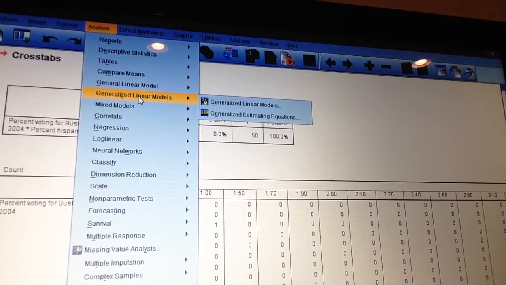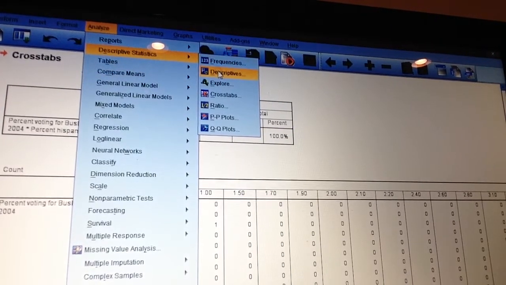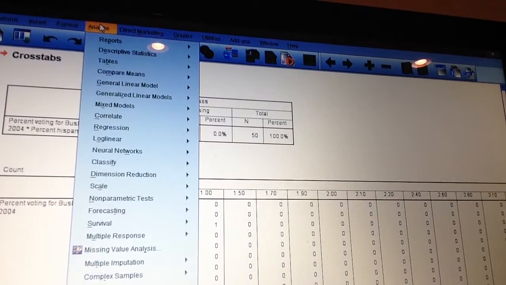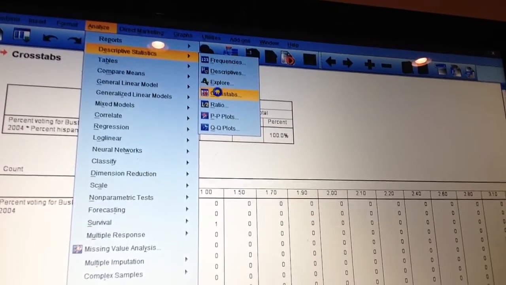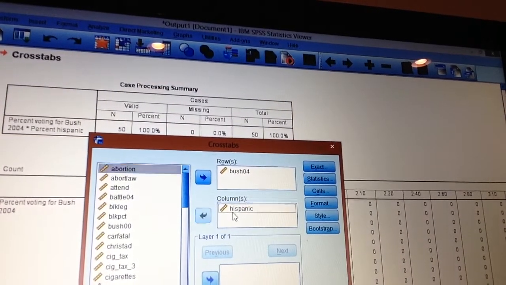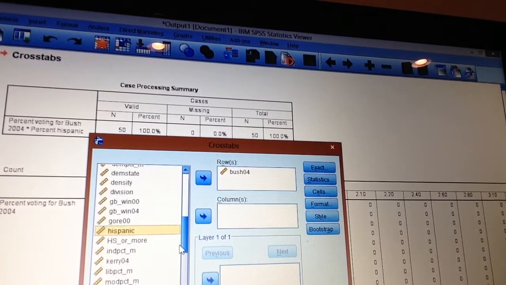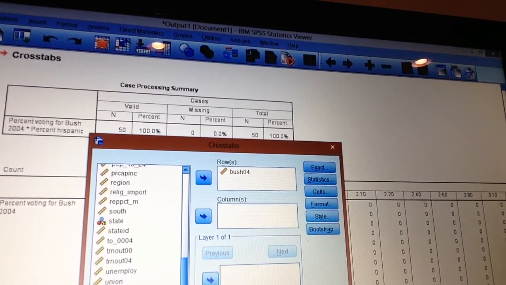So let's go back up. Let's pick different variables. Let's go to Analyze. Remember, this is good. This will show you how to get to crosstabs. Really reinforce the lesson here. Descriptive Statistics, Crosstabs. I'm going to take out Hispanic. And then, crapiola. I think this data set kind of sucks.